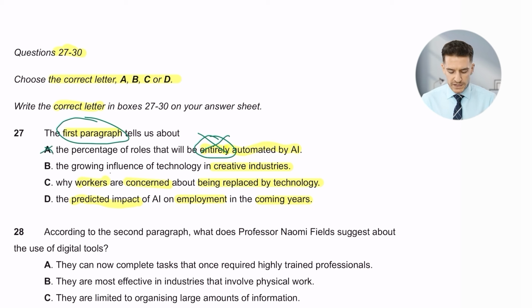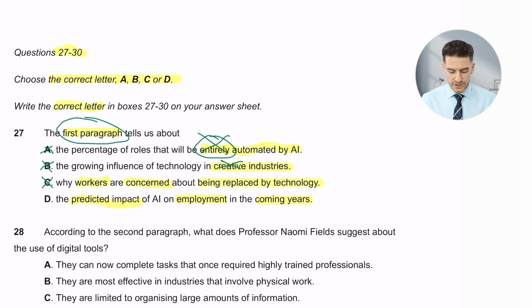Next one, the growing influence of technology in creative industries. Well, it does talk about some industries. It said manufacturing and in offices, but it doesn't talk about creative industries. So we can remove that one. C, why workers are concerned about being replaced by technology. Well, no, it doesn't say anything about that. So we can remove C.